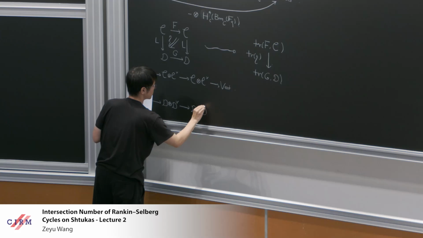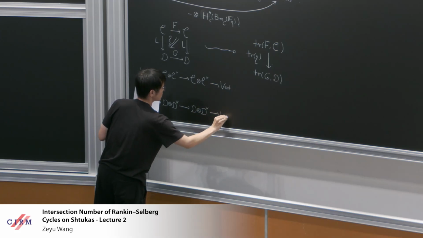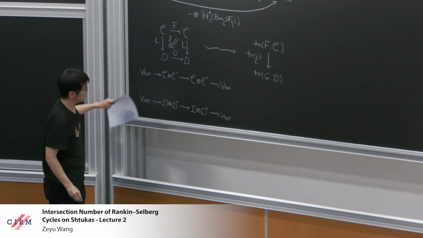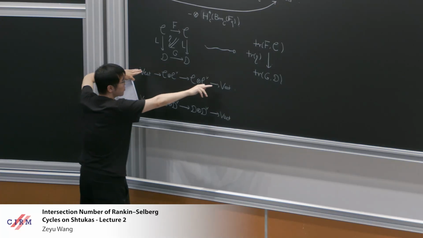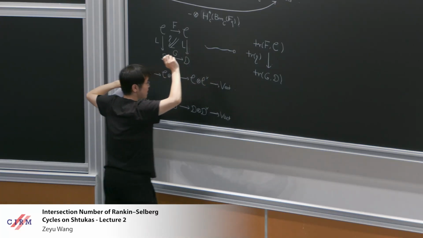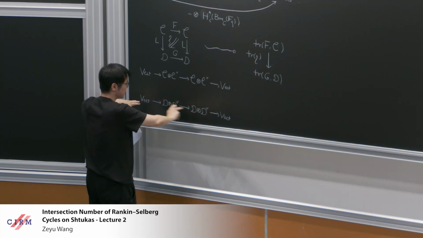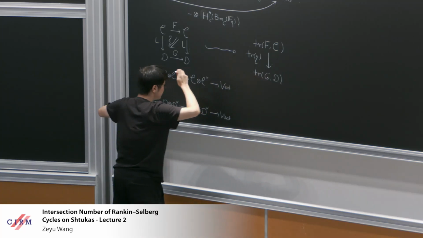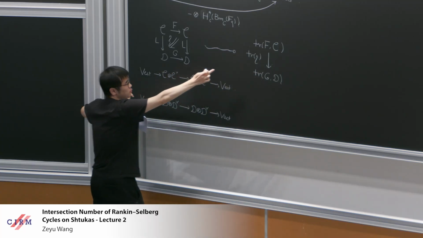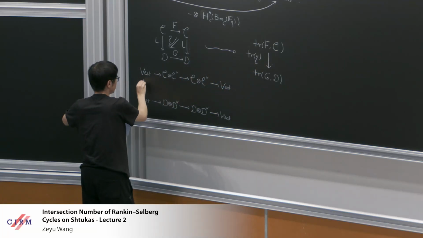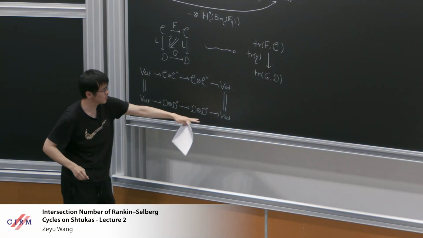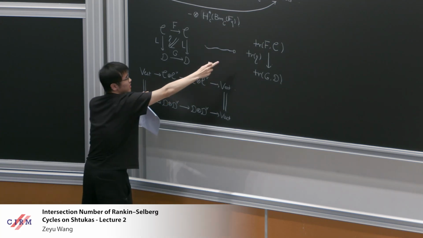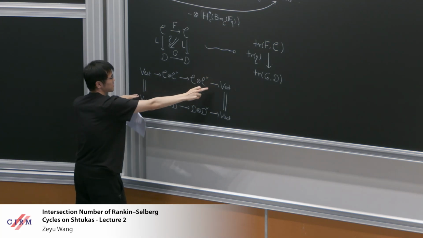Tensor D to Vect. Then the composition of the upper row is a trace of F C, and the lower row is this trace of G D. Then you see that to construct such a thing is equivalent to construct a natural transformation for this entire square. That data is a natural transformation in this direction.